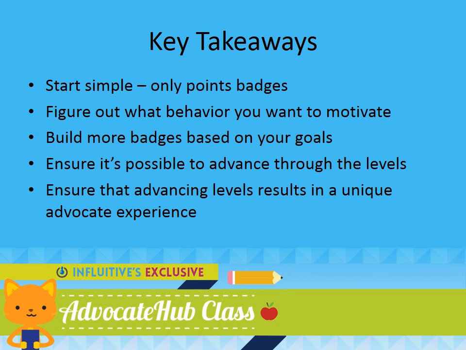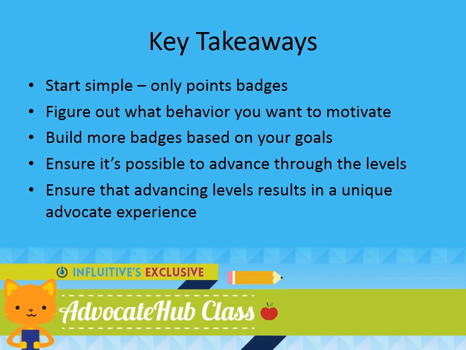Okay, so some key takeaways. We're almost done here. So, first of all, you want to start simple. Start with your points badges. If you already have an AdvocateHub, this doesn't really apply quite so much to you. But as you're reevaluating your system, if you decide to take that route, just remember to start simple. And then think outwards about what you want your program to be about, and how you want to go about motivating the type of activities and the types of value adds that you want to get out of this advocacy program.